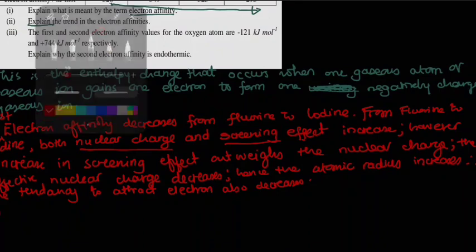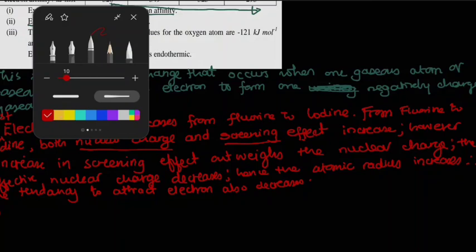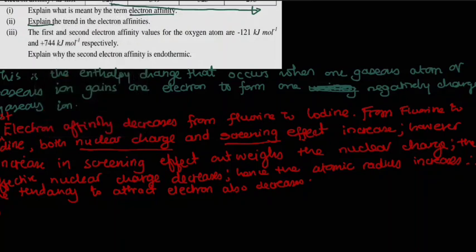Now, Roman numeral 3. The first and second electron affinity values of oxygen atom are -121 and positive 744 kilojoules per mole respectively. So first is exothermic, second is endothermic. Explain why second electron affinity is endothermic. This is exactly the thing.